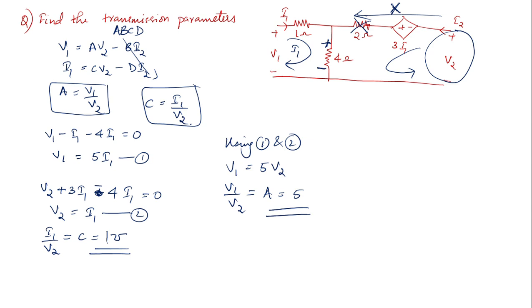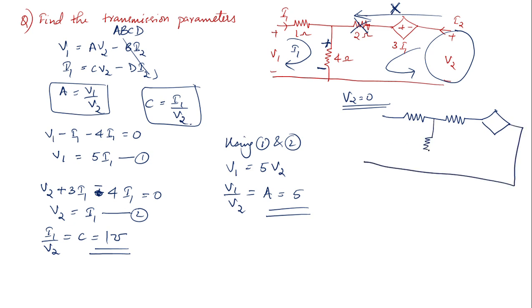And next you need to find out B and D. To find out B and D, you need to put V2 equal to 0. You are going to put V2 equal to 0. When you put V2 equal to 0, what does it mean? It means you are short circuiting the port 2. You are going to short circuit the port 2.